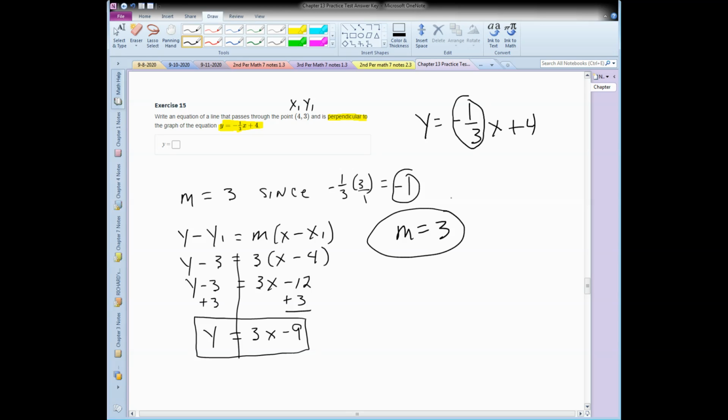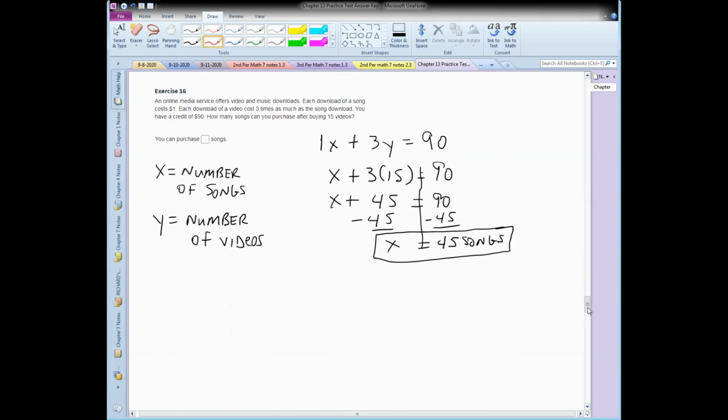Well, look, it's got to have this slope and go through that point. So I can use the point slope form. I plug in what I know, and I work it out. And I do have a line that has a slope of 3. Does it pass through this point, 4, 3? Well, I can check that. y equals 3 times 4 minus 9. So it equals 12 minus 9. So it equals 3. So yes, this line does pass through that point. All right, 5 more to go.